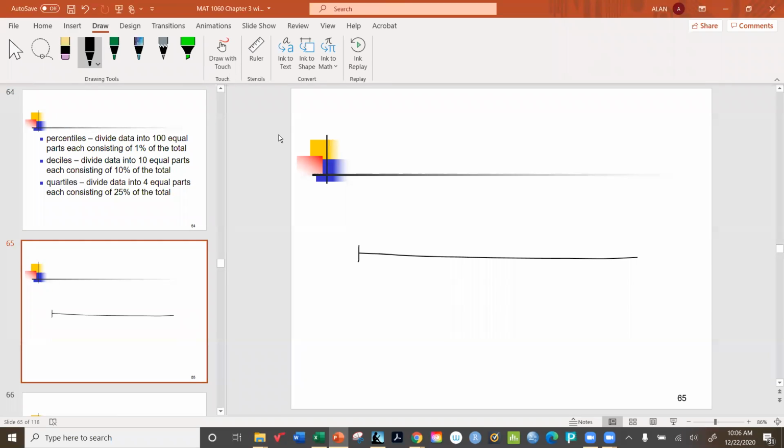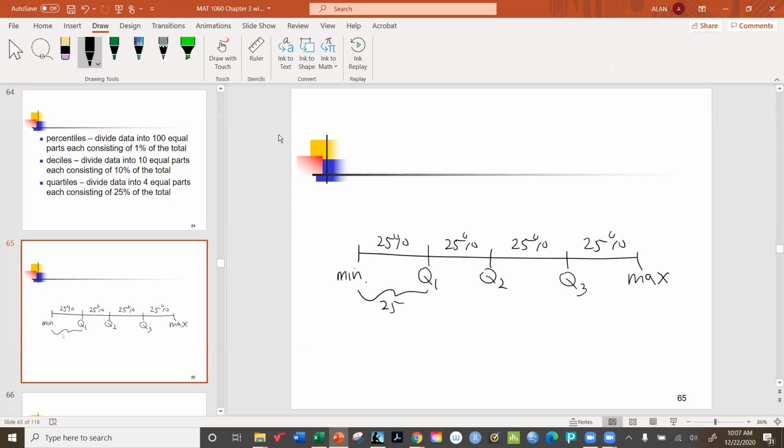So imagine that you have your minimum score. Here's your maximum. And then what we're trying to capture is groups of 25%. Okay, so this represents 25%. This is actually another 25%. So you can see that 25% represent each of these groups. But the key detail here is that the total up to that point is 25, 50, 75, and of course 100 for the maximum.